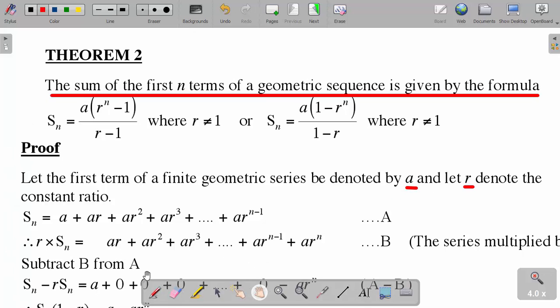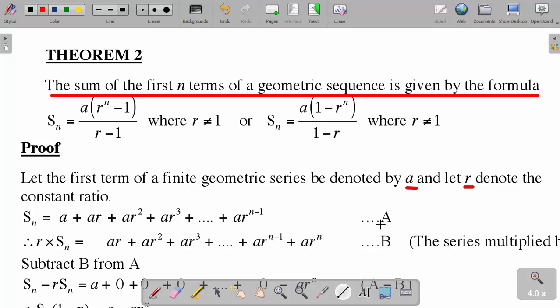Okay, so as you can see, I have my Sn, meaning the sum of the first n terms, equals the first term plus the second term plus the third term plus the fourth term, plus so many terms up to the last term, which is A r power n minus 1. So this is my equation A.